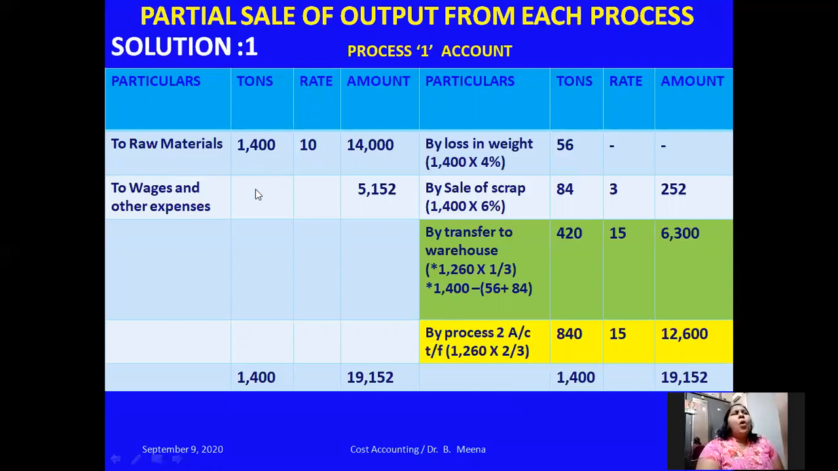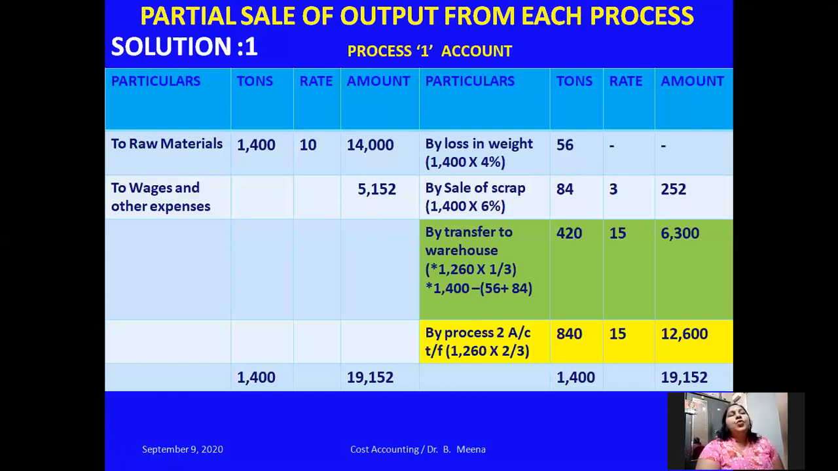Out of 1400, look at the pointer, 56 is the loss in weight, 84 is the scrap. So I have to deduct both the scrap and the loss in weight out of the 1400 tons input. What is the output I'm getting? Totally 1260. I repeat, 56 tons is loss in weight, 84 tons is scrap, so the output I'm getting from this process is 1260.